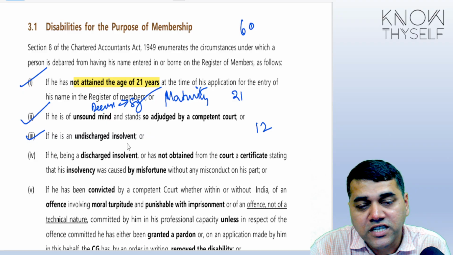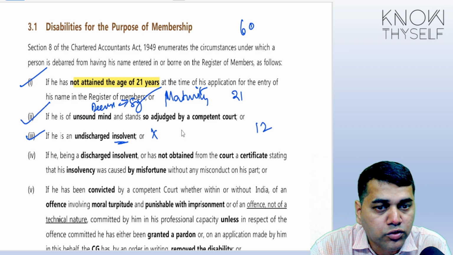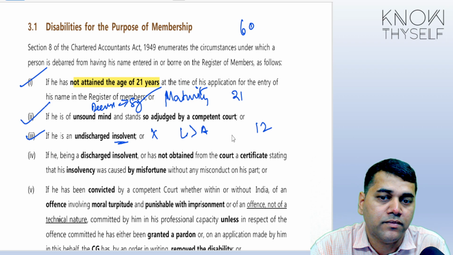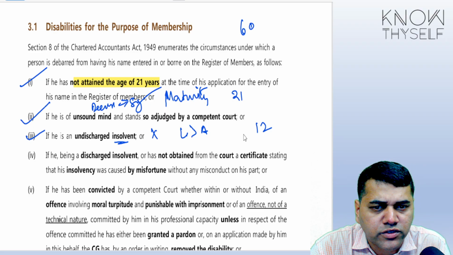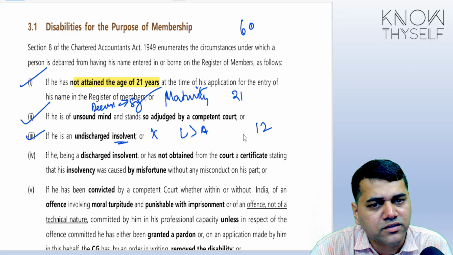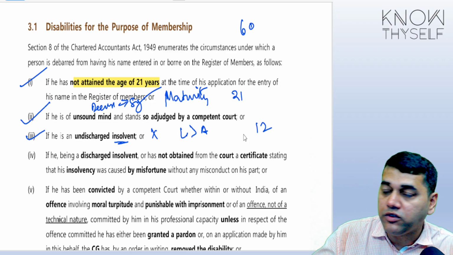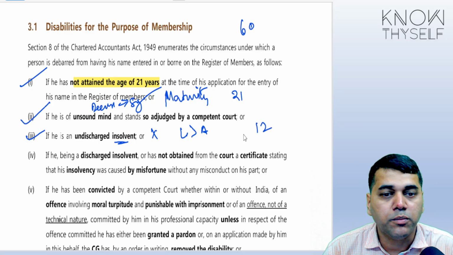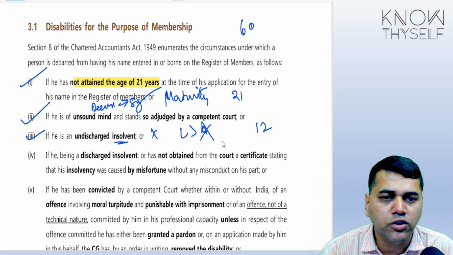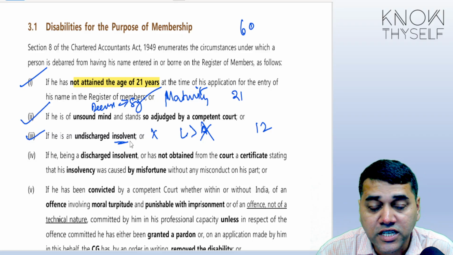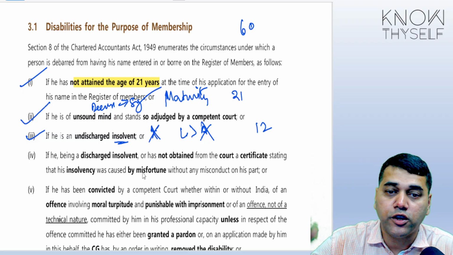If he is an undischarged insolvent, then you cannot be entered. Why? Because an insolvent is one whose liability is greater than his assets. Why can their name not be entered into the membership? Because they don't have anything to lose, so they will sign left and right. If you have a personal liability and a fear that your personal house will be sold tomorrow, then you are careful. But if you don't have assets, you will take unlimited risk because you don't have anything to lose. That's why an undischarged insolvent is not permitted to sign, because the liability will go on accumulating.